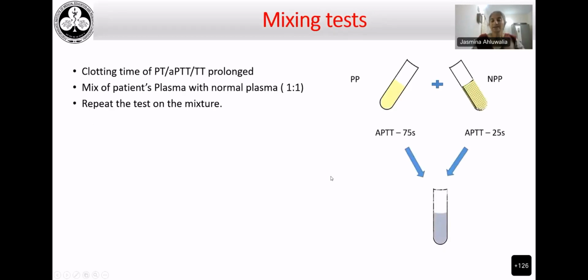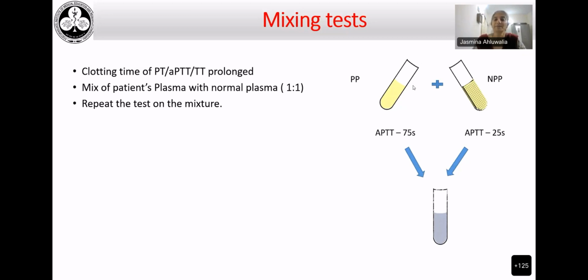So if we get a prolonged clotting time, the next thing we need to answer is whether this prolongation is because of a factor deficiency, or is it due to the presence of an inhibitor? To answer this question, we perform a mixing test. If the clotting time of PT, APTT, or TT is prolonged, any one of them, we make a 1:1 mixture of the patient's plasma with normal plasma, and then we repeat the same prolonged test on the mixture and record the clotting time.